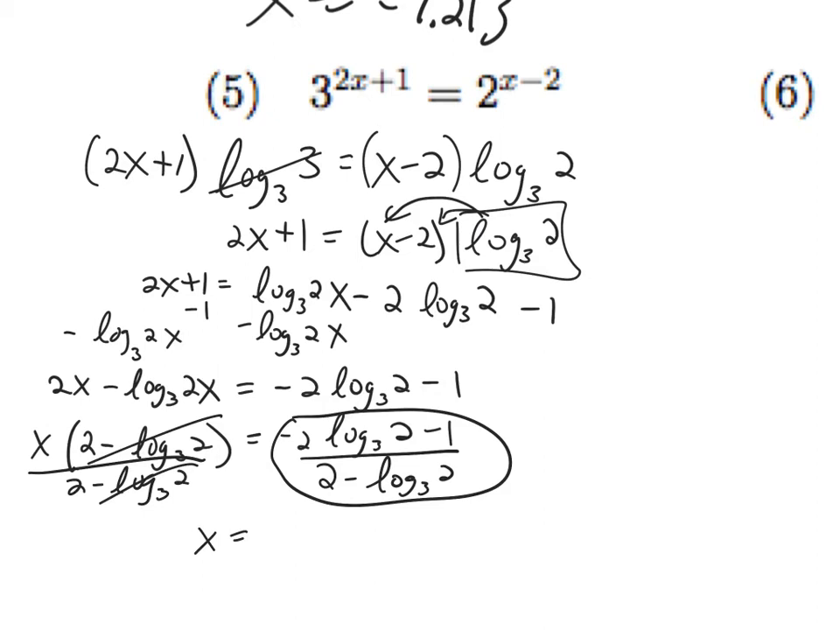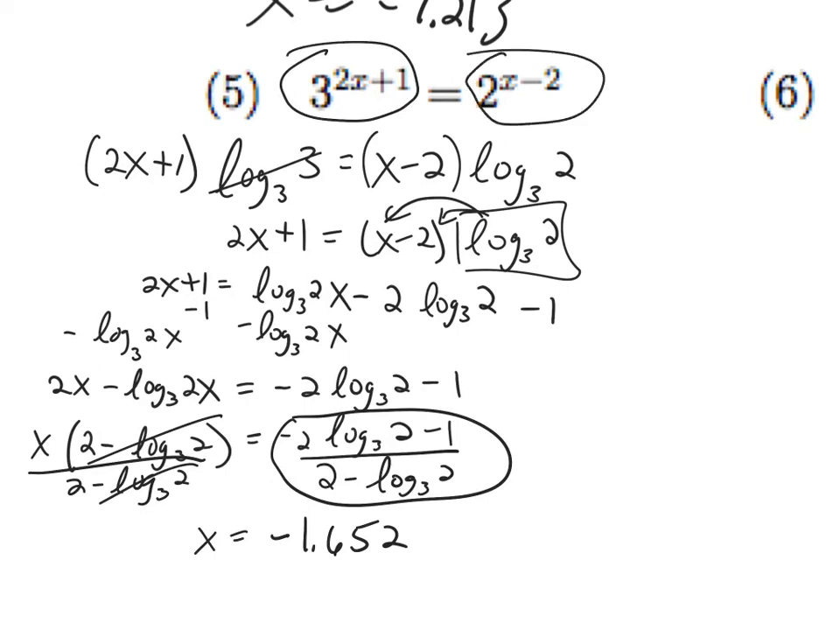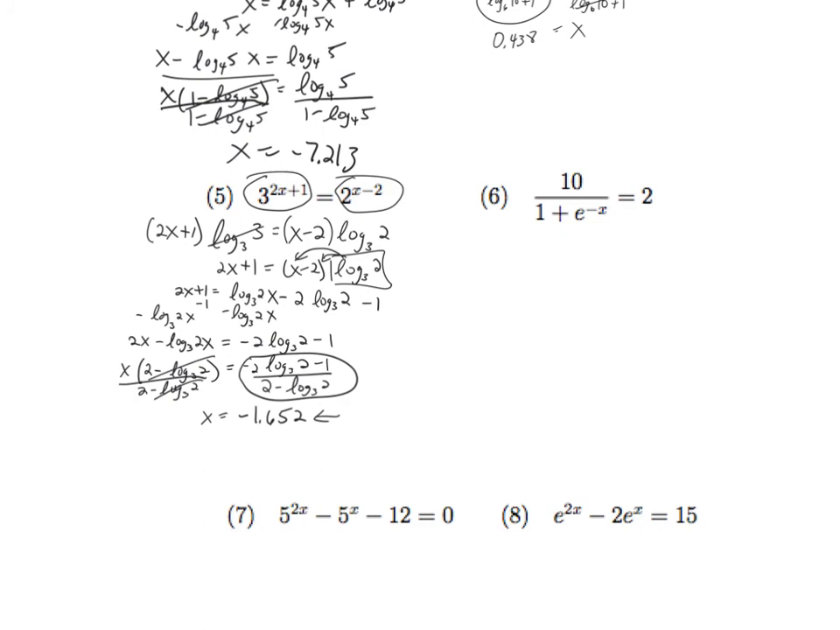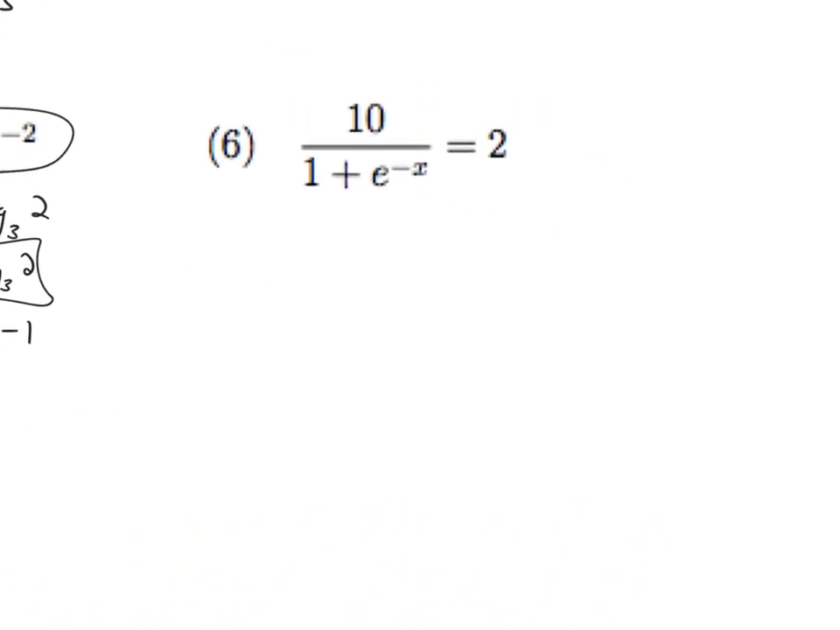And that gives me an approximate answer of negative 1.652. Beautiful. You want to check this? Put this in the calculator on the first row, put this in the second row, and then look at both of those graphs and see where x collides. And I bet you it's here. I bet you Thanksgiving dishes. Let's look at number 6.